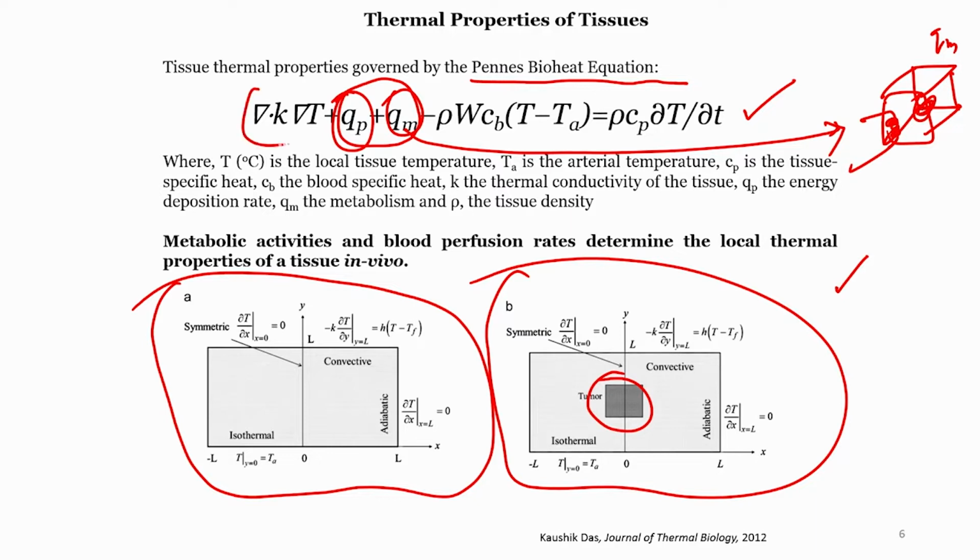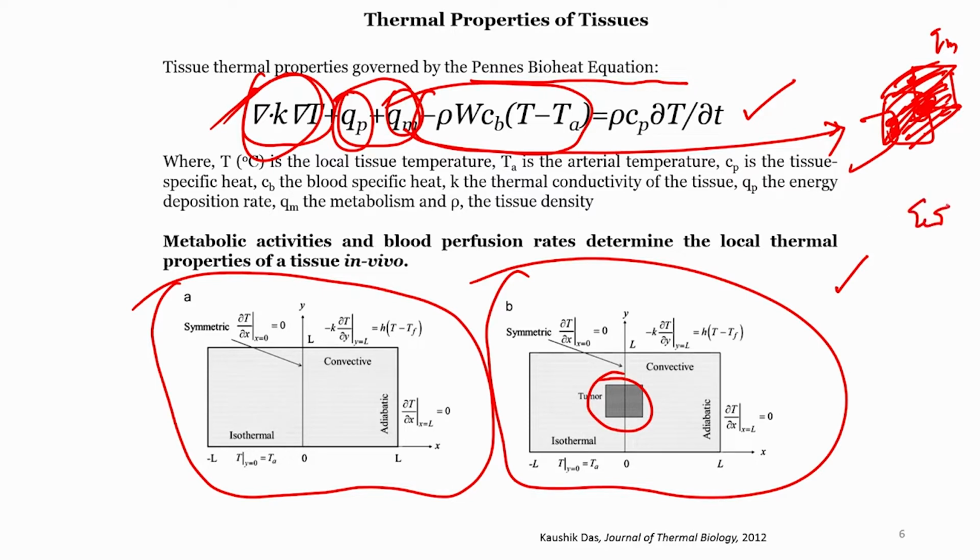Then del dot K del T, or K del square T, is basically the thermal conduction inside the tissue given local spots of heat generation are identified like QM and QP. How does the heat evenly distribute through the tissue? That is this term. It defines the conduction of the heat throughout the tissue, and this term is basically coming from blood perfusion. How does the heat get taken away by blood perfusion?